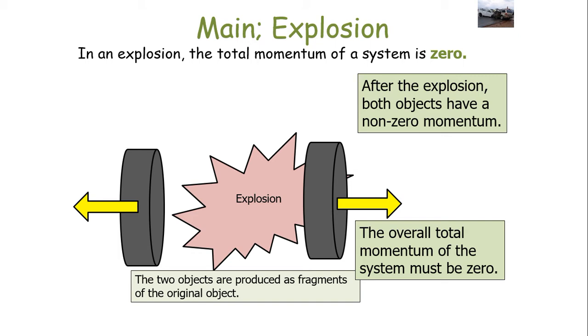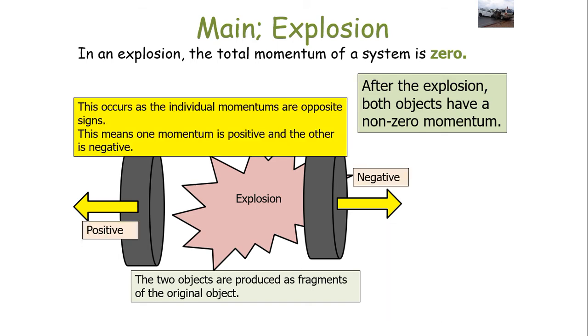Well, let's think about how this could take place. The overall total momentum of the system after the explosion must be 0 to conserve momentum. This occurs as the individual momentums of the fragments are in opposite directions, so they've got opposite signs. One momentum is positive and the other momentum is negative.